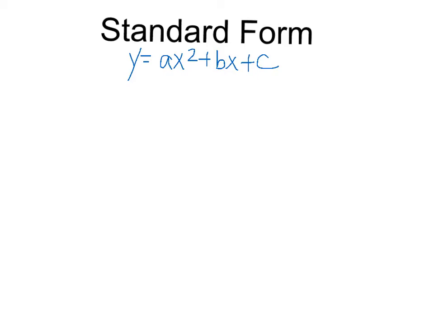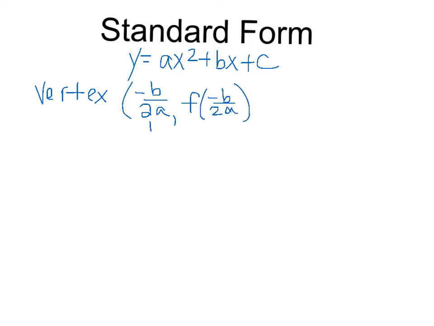Yesterday we looked at vertex form and intercept form, so here is standard form. In order to find the vertex in standard form, the x value is going to be found at negative b divided by 2a. The y value, once you get that x value, you're going to plug it into your equation, so the y value is f of negative b over 2a. So again, this is going to tell you your x value. To get your y, you're going to plug in x.